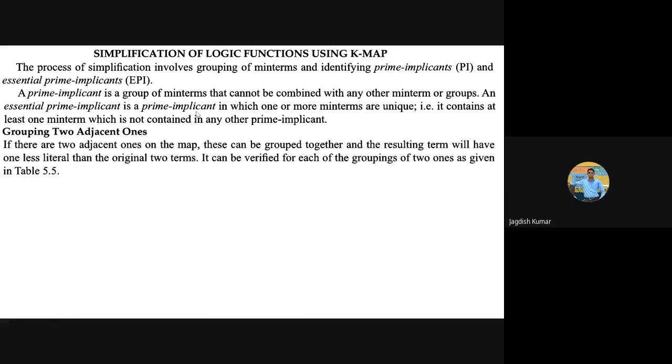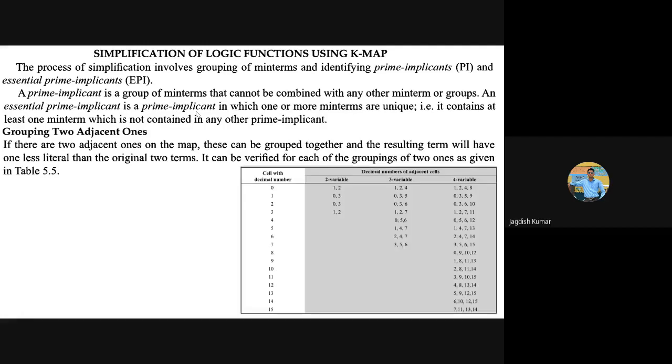That grouping task, but okay, we have to locate a prime implicant. And an essential prime implicant is a prime implicant in which one or more minterms are unique. That is, it contains at least one minterm which is not contained in any other prime implicant. So essential prime implicant means, okay, let's do an example, then things will be more clear. Again, let me show you.